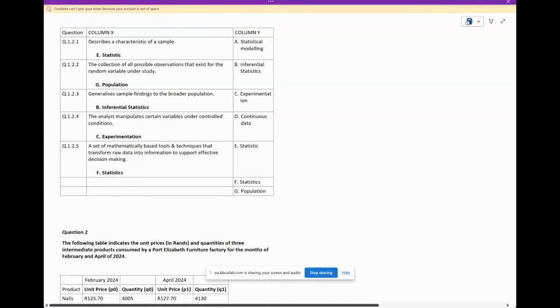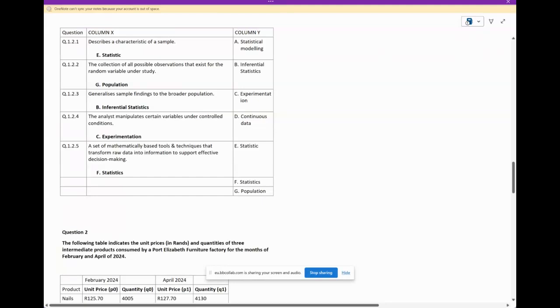So here: describes a characteristic of a sample, a statistic. The collection of all possible observations that exist for a random variable under study. All possible observations, obviously that's a population. Had it been a subset of all possible, then that's obviously a sample. Then next one, generalizes sample findings to the broader population. That's inferential statistics. Then the analyst manipulates certain variables under controlled conditions. All right, so experimental.